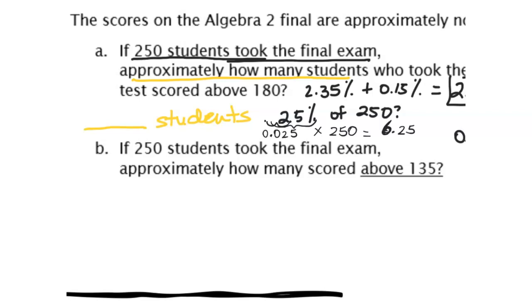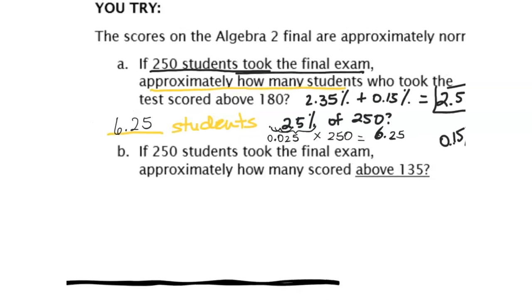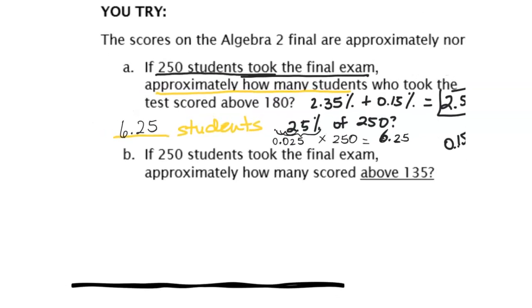So our answer would be 6.25 students. But how do you have a partial student? You can't have a partial student. So in this case, it would be about 6 students. We drop off the decimal, and we're not going to round it up because we don't have quite 7 students. About 6 students scored above a 180 on this test.